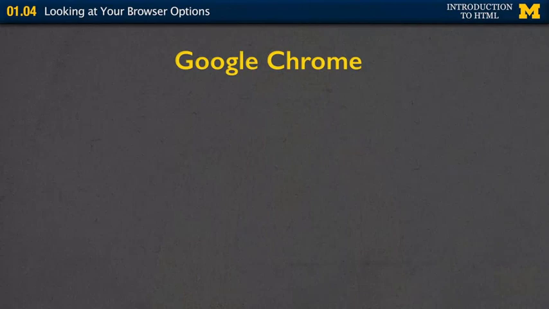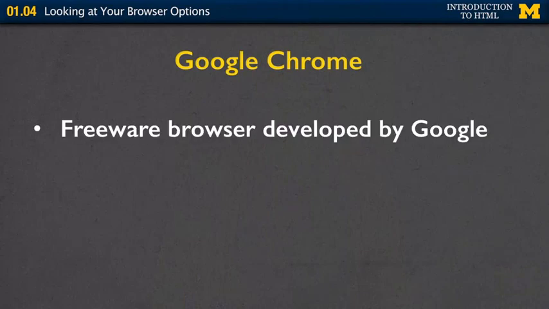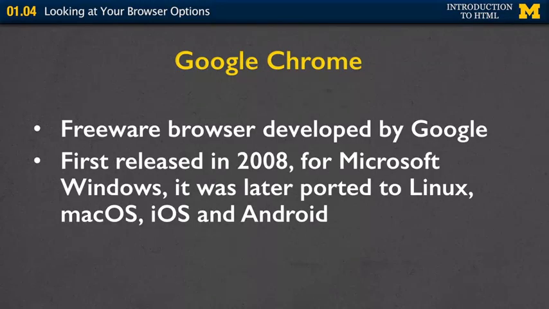Another option is Google Chrome. Google Chrome was developed by, surprise, Google, and it was a freeware that they created to be used on Microsoft Windows. However, it's later been ported, or you can consider it changed, so that it works on Linux, your Apple machines, your Android, basically most machines that you're going to come across. The nice thing about Google Chrome is that they really focused on security. So if that's something that you're kind of concerned about, Chrome is a good way to go.